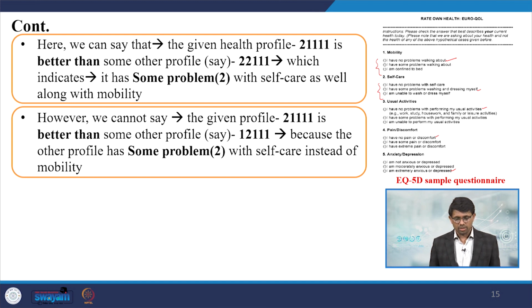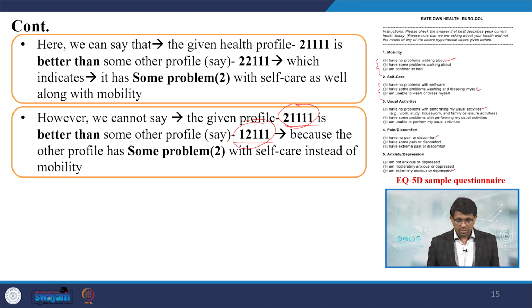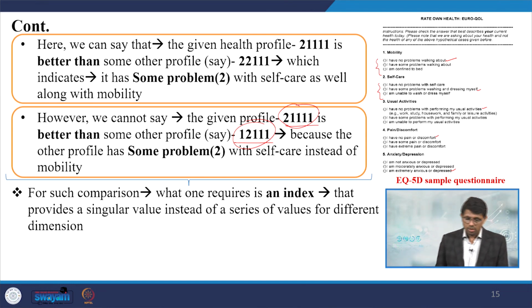However, we cannot say the given profile, that is 21111 here, is better than 12111. In 12111, 2 stands for some problem in self care, but in the mobility case there is no problem. So, these two cases cannot be compared by any magnitude. We cannot say which one is better, because they have qualitative reflection in different variables. In such a comparison, what one requires is actually an index.